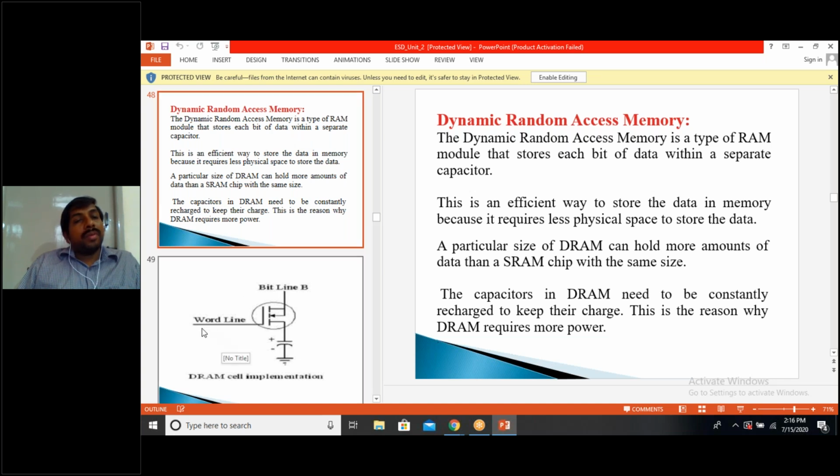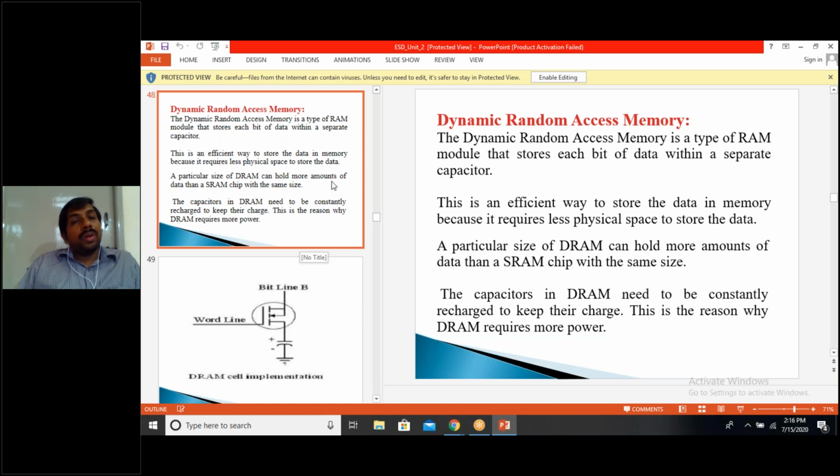At the gate side, we are connecting to the word line. At the drain side, we are connecting to the bit line. At the source side, we are connecting a capacitor. Within the capacitor, we have this data stored. So this is one efficient way to store the data.